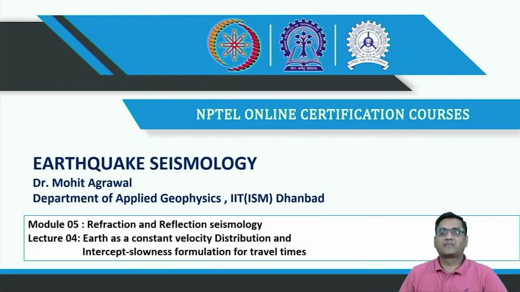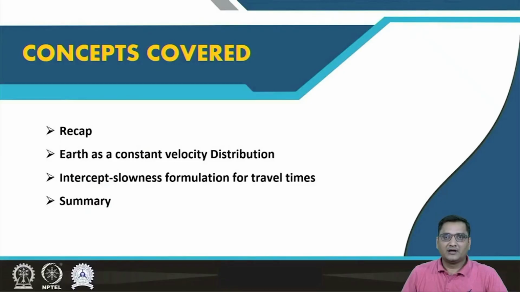Hello everyone, welcome back to Module 5, Refraction and Reflection Seismology. In lecture 4 today, we are going to cover the following concepts. First, we will have a recap of what we have learnt in the previous lecture. Then, we will see Earth as a constant velocity distribution. And then, we will make a formulation for intercept slowness for travel times. Then, we will have a summarized view of what we have learned today.